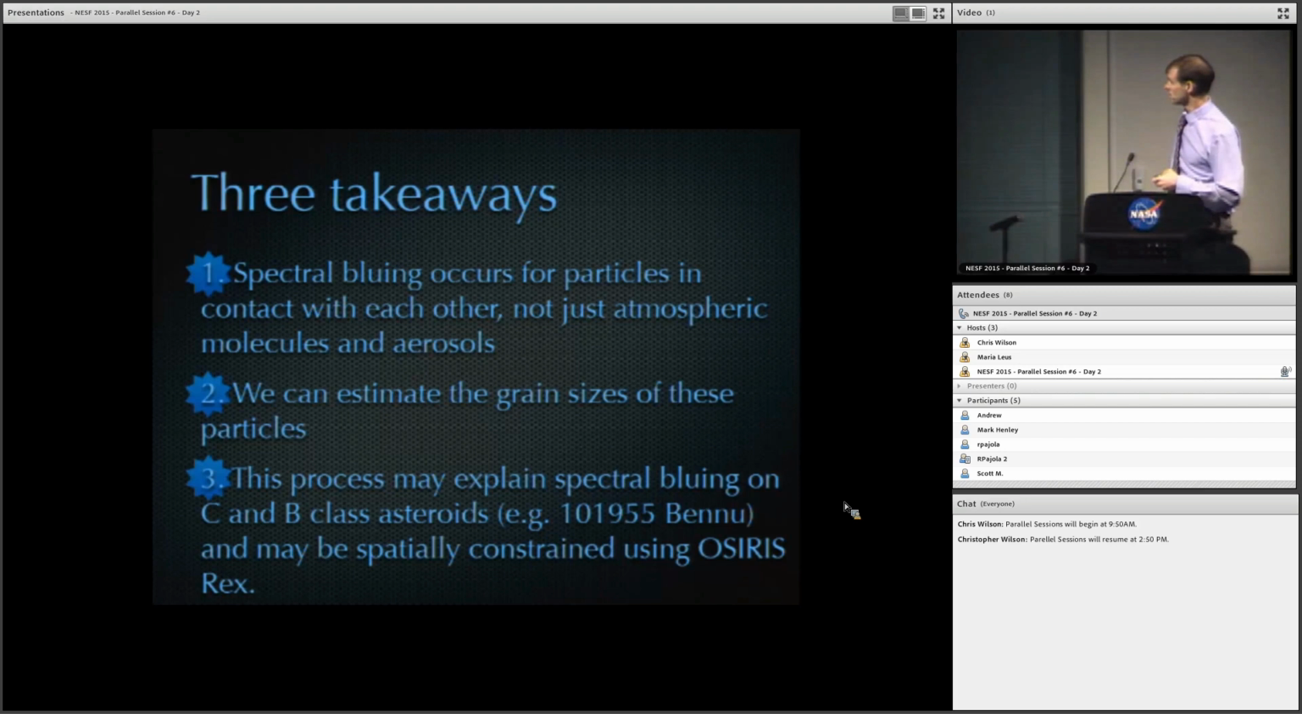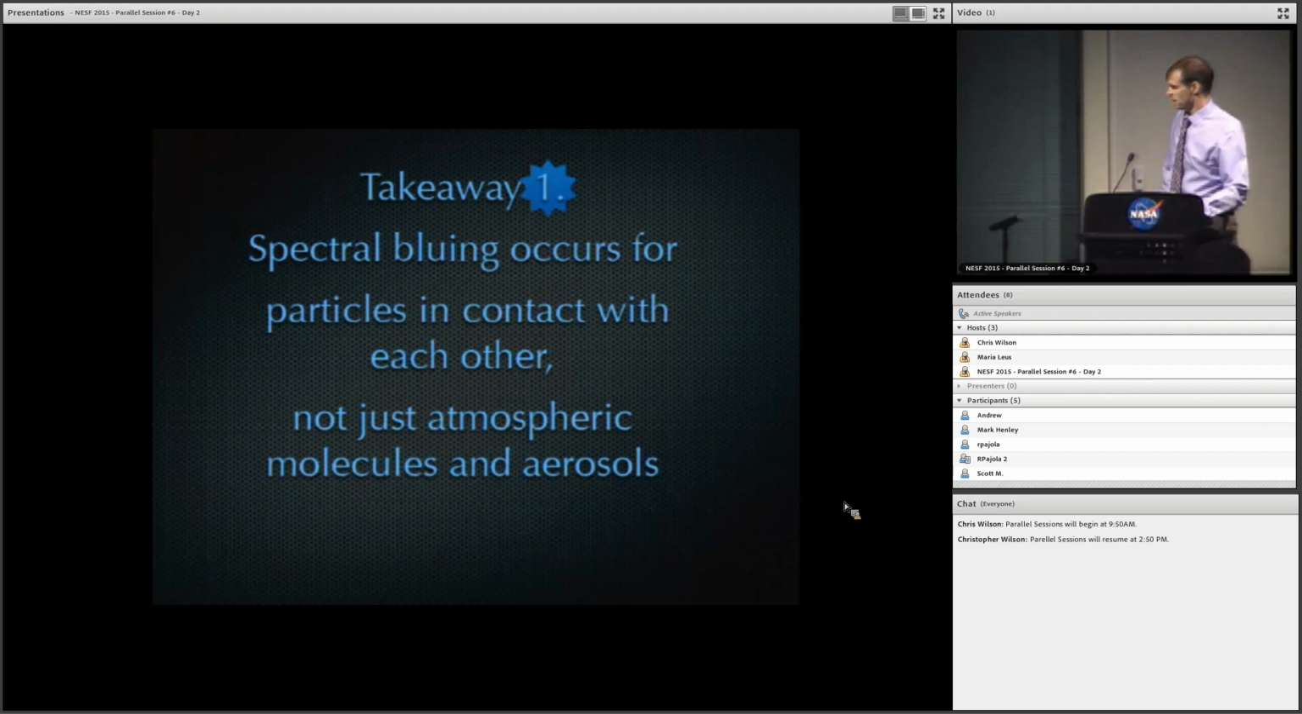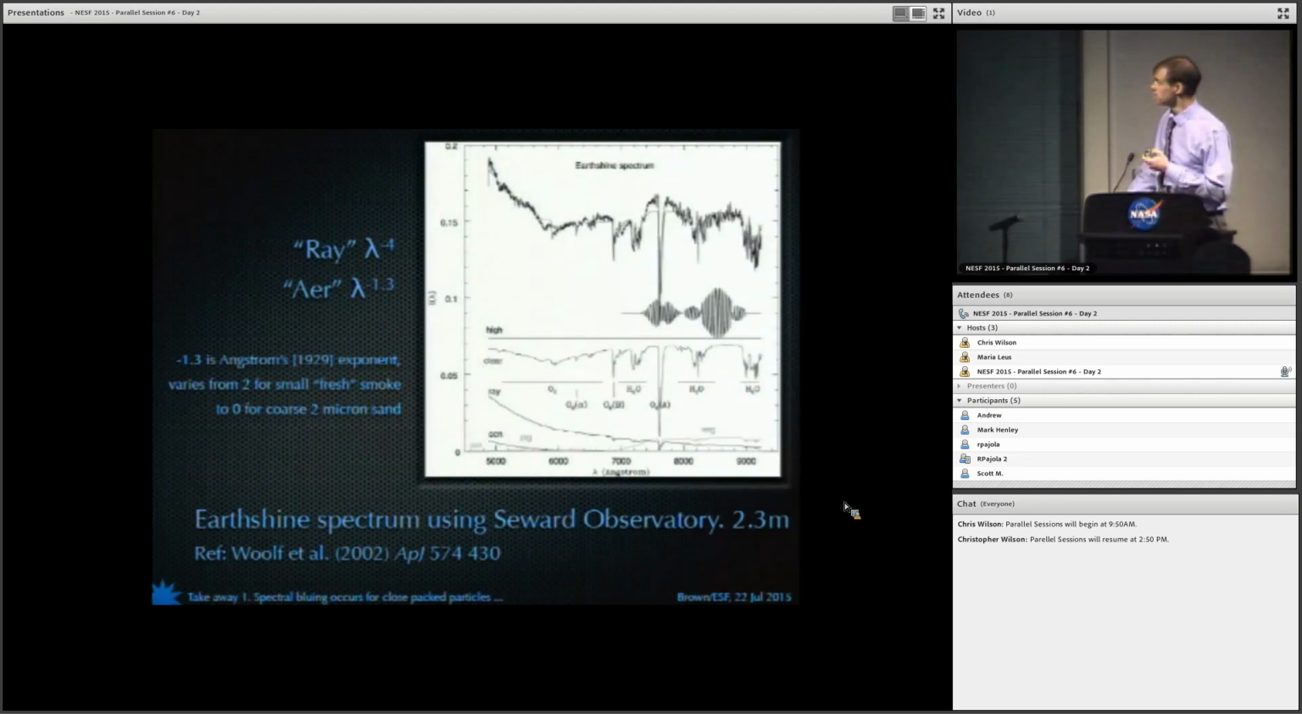I'm going to talk about 3 takeaways in this talk. That spectral bluing does actually happen not just in atmospheres, but also on surfaces when particles are close packed. Takeaway 2 is we can use this effect to measure the size of particles and to estimate the most likely grain sizes on these bodies when we see this process happening. And takeaway 3 is that the process is probably happening on Bennu and certainly on other solar system objects, as I'll show you with some example spectra. Okay, so first one.